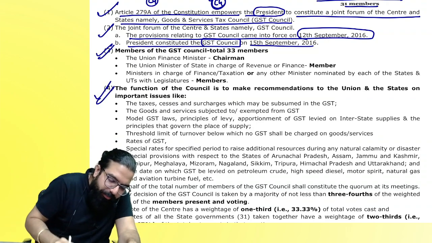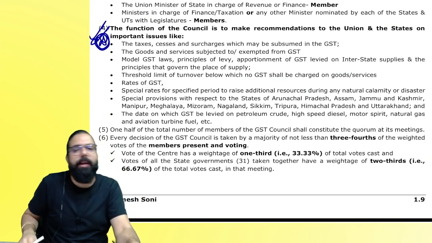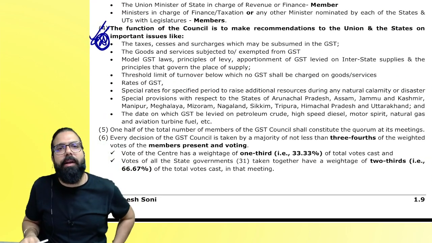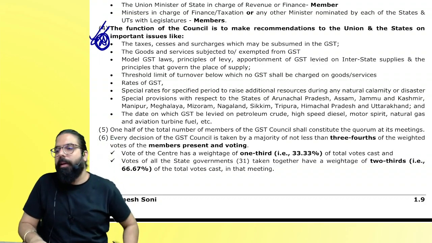Next. What are the functions of the GST Council? Very, very important from exam point of view. 2-3 marks they can go ahead and ask. At CA final level, they have asked 2 to 3 times. At intermediate level, they will definitely go ahead and ask. Can I go ahead, everyone?